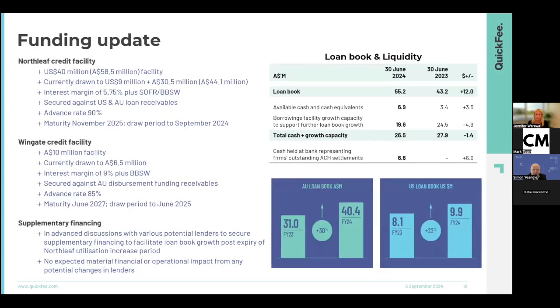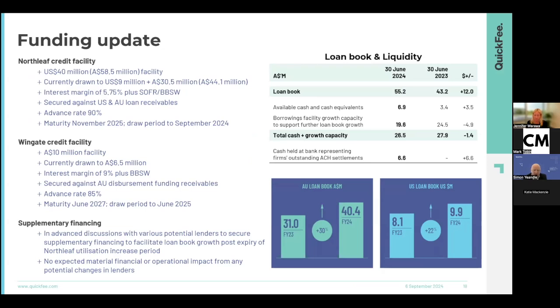In terms of funding, I'll just call out the loan book growth that we saw this year. Importantly, it's grown $12 million at a group level, 28% to $55.2 million. That's made up of $40.4 million Australian dollars in Australia and $9.9 million in the US.